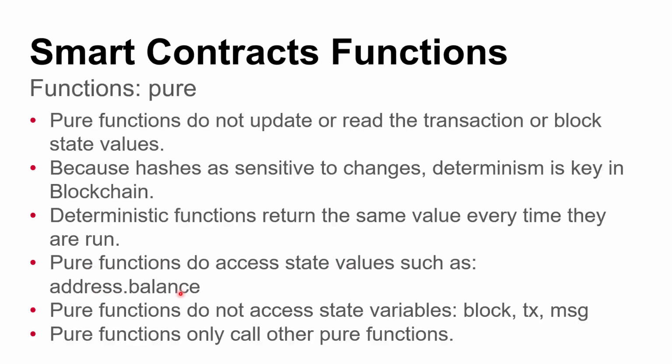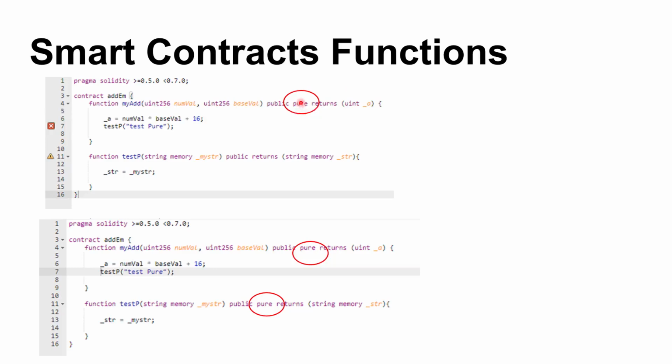And we know our address balance can change. Pure functions do not access state variables such as block, transactions, or message. Pure functions only call other pure functions. So this is a function which will return the same value every time. We can see here that we have a pure function, and it's making a call to test P. But notice test P is not a pure function. Number one, we have a warning, and then we get an error here. And if we change test P to a pure function, then we have no errors or warnings.